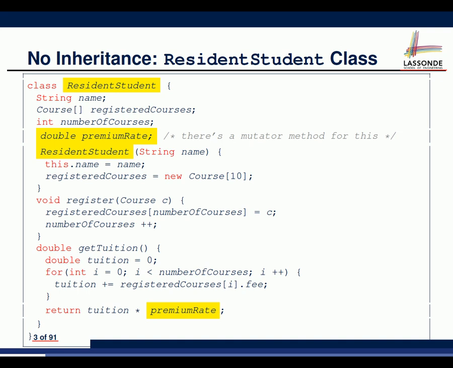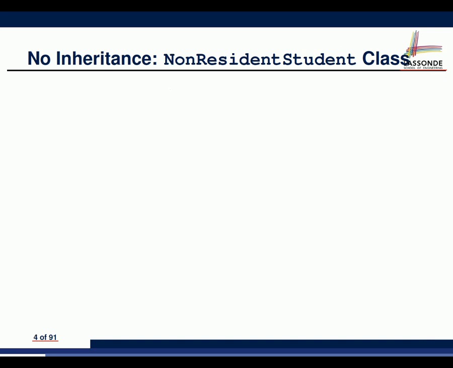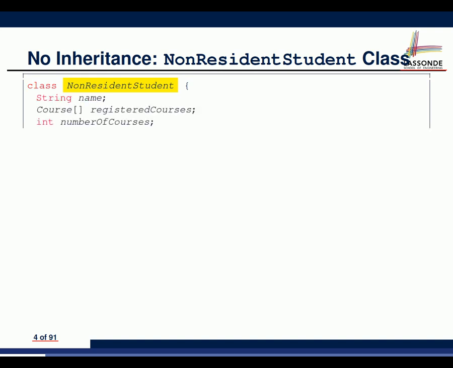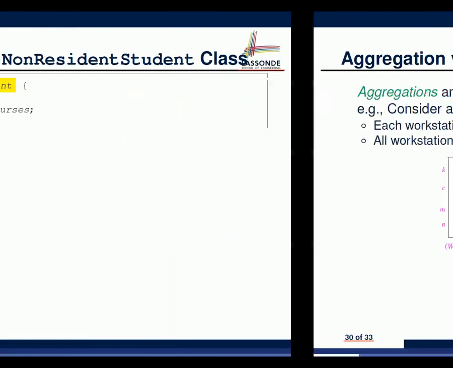Okay, so that's about resident students. And then we got the second class, which is non-resident students, just a different name. And then we still have these 3 attributes. You can see we already got repetition, right? We got to redeclare these attributes. So that means it would be nice to really factor out everything that's similar between the 2 kinds of student into a single place. A little bit like this.